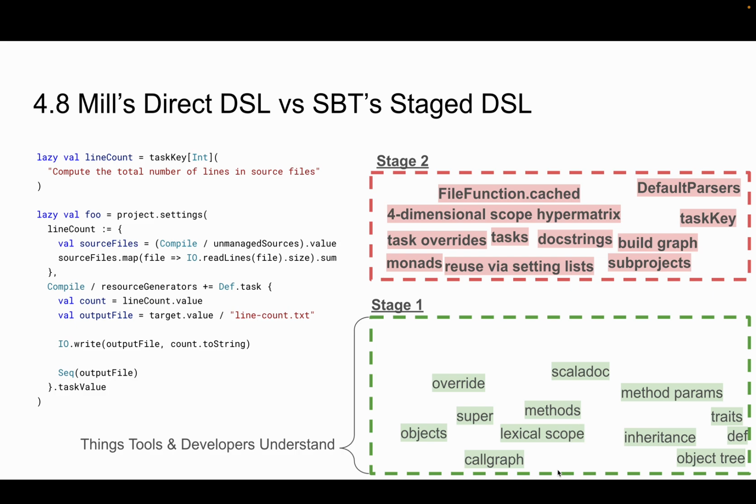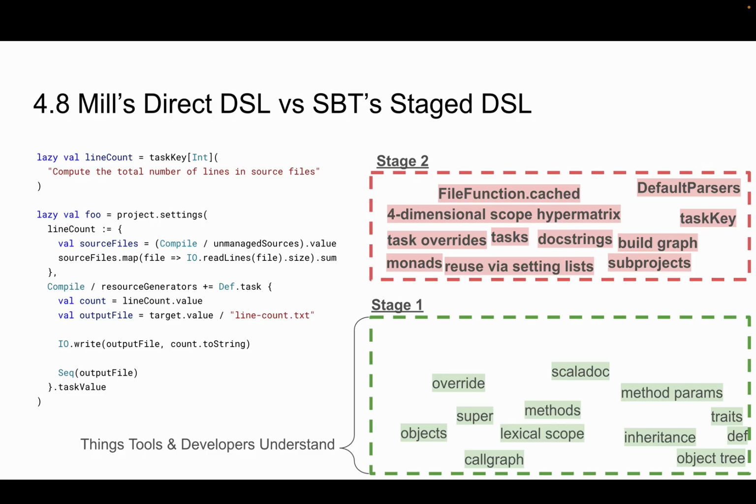But the problem with SBT is that the interesting stuff is the stuff on the top right. Things like the four-dimensional scoping hypermatrix. Like, who here thinks about tesseract scoping every day? I don't use tesseract scoping regularly. I use lexical scoping. So when I look at SBT's four-dimensional scopes, it's really difficult to understand.